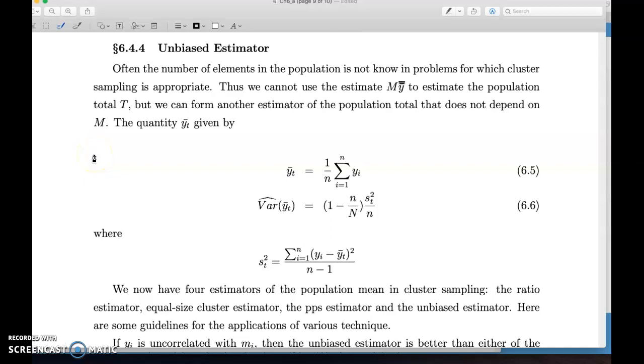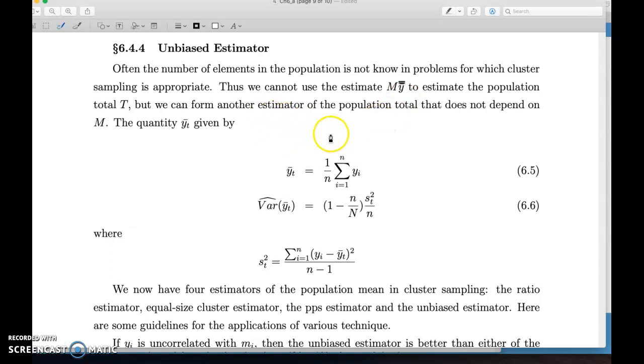All right, the last estimator is called the unbiased estimator. When we try to deal with the population total, most of the time we would rely on the cluster average, or the per capita average, and multiply it by the total number of elements in the entire population, the capital M. But if that capital M is not available, then we cannot simply use the ratio estimator to find the total.